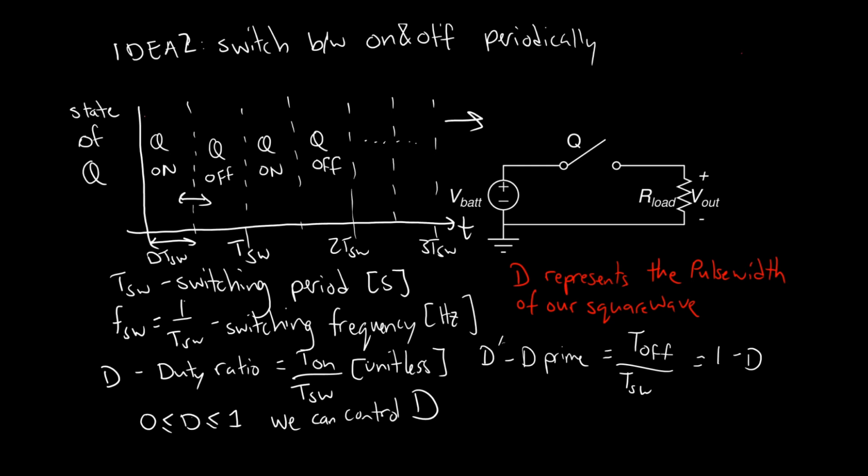So this is what we're going to do. We're going to switch this Q on and off at regular intervals, and we control the length of time that the switch is on versus the length of time the switch is off. That way we're controlling the pulse width of this square wave that we're going to create. So let's plot the output voltage, right?